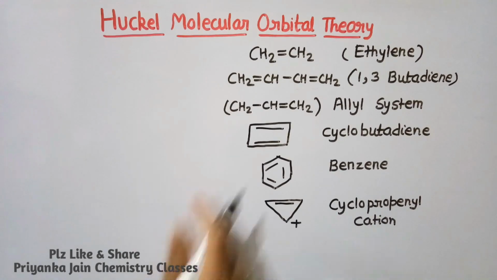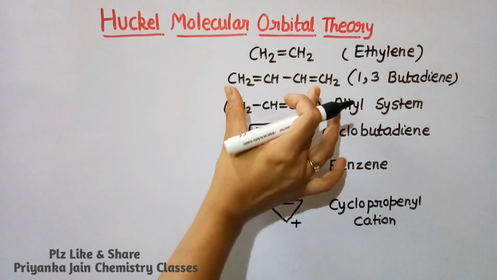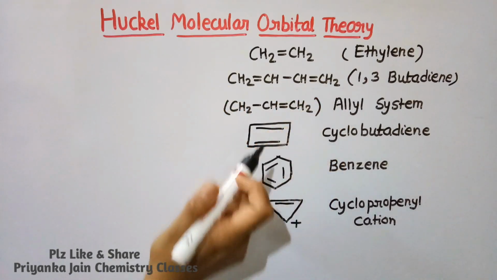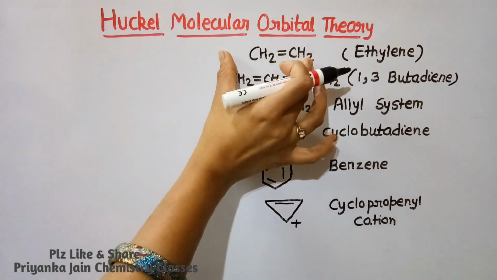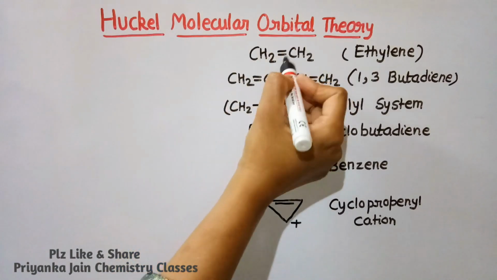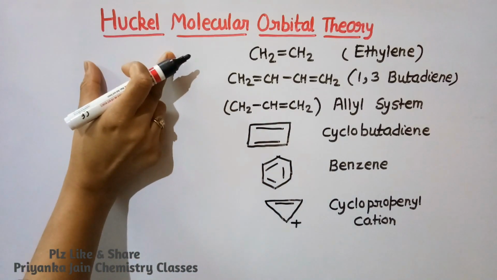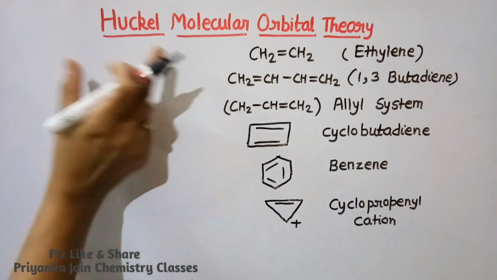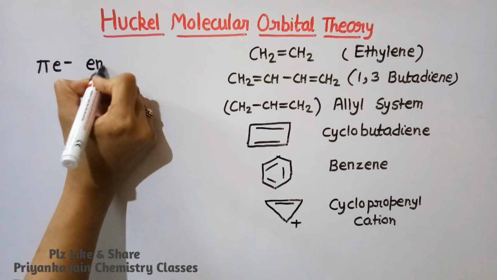Suppose in these cases, here you can see this is a double bond, then a single bond, then a double bond. It means it is a conjugated system. So all of them are conjugated systems, and this is the simplest one. Here this is not a conjugated system, but we take it here for example. So in Huckel's molecular orbital theory, the first thing we can find out is the pi electron energies.